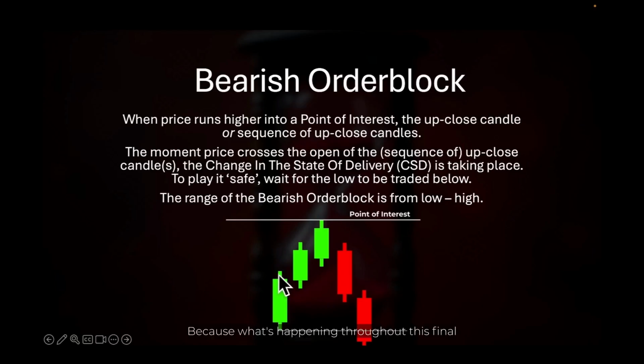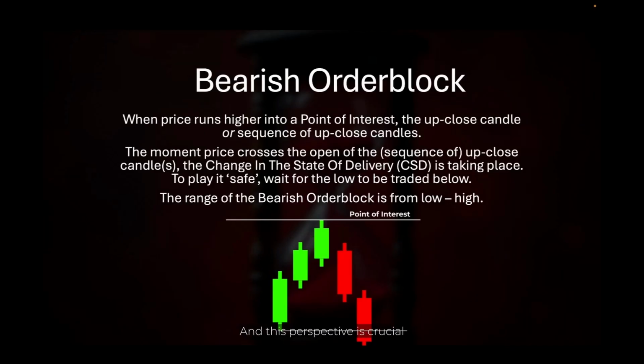Why? Because what's happening throughout this final run higher into your point of interest is the following. What's taking place is that manipulation is taking place. Buyers are stepping into the marketplace while smart money is being provided the opportunity to go short against those buyers. At the same time, buy-side liquidity is being taken out. Why? Because the market is expanding above old highs which are resting in the past. Therefore, what you're seeing is that those buyers are being trapped into the marketplace while smart money is being provided the opportunity to fill their short orders.